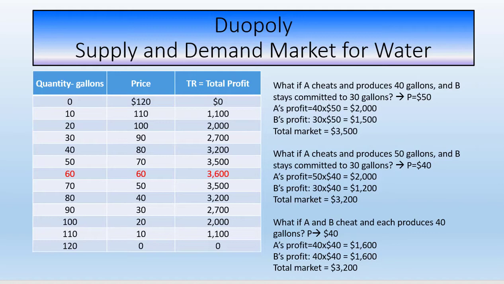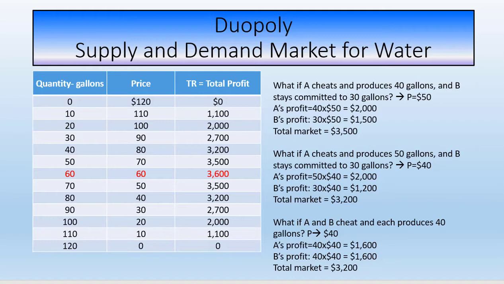40 units times $50, that's going to be 2,000, so they're up a bit. B's profits go down a bit because they're at 30 units at $50. And so the total market here is 3,500. It's a little lower than what we started out with at 3,600, or what they started out with at 3,600.